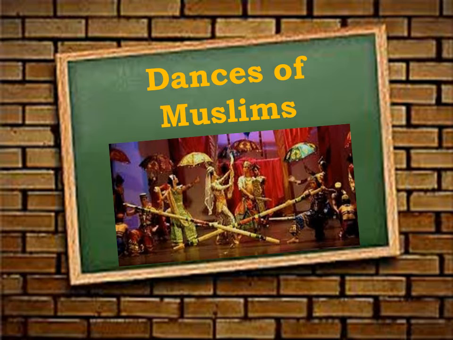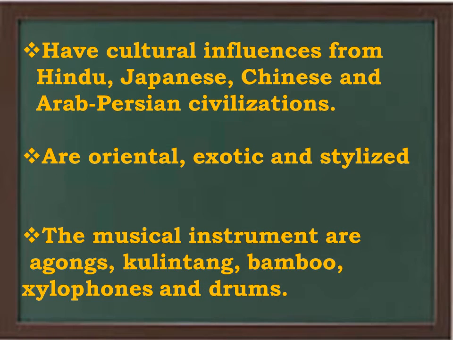And now, let's proceed to the dances of Muslims. The dances of Muslims have cultural influences from Hindu, Javanese, Chinese, and Arab Persian civilizations. The dances of Muslims are oriental, exotic, and stylized. The musical instruments are agongs, kulintang, bamboo xylophones, and drums.